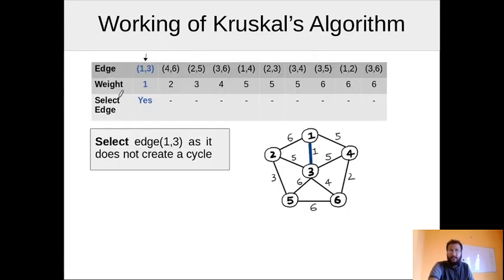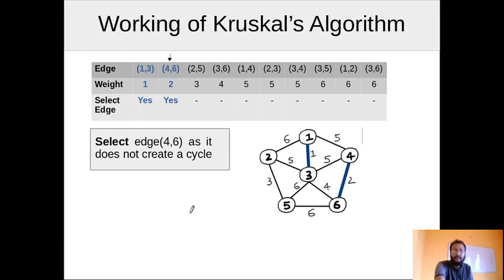So, first let us choose the first edge, 1 3. If I select 1 3, there is no cycle created, so I select it. Yes, I select 1 3. Done, because it does not create a cycle. Let's move to the next one.